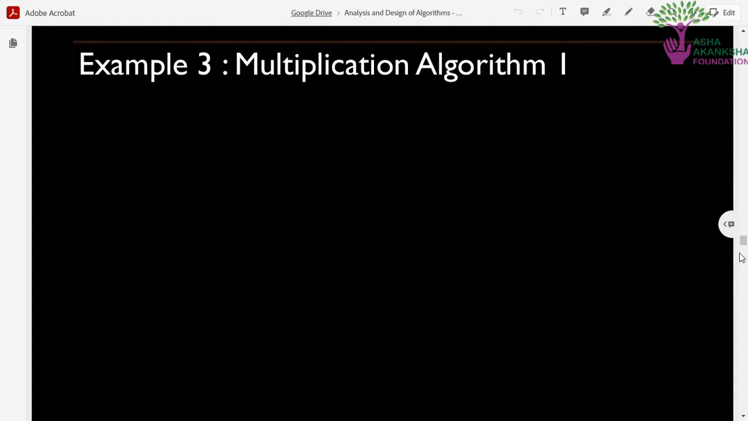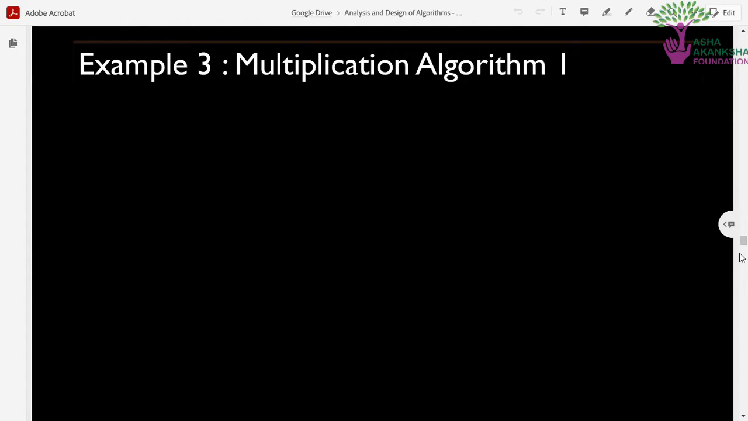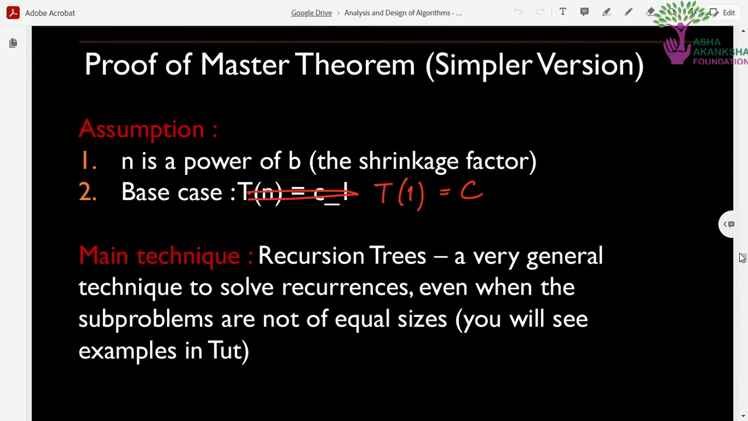This is binary search, the multiplication algorithm that I discussed, Karatsuba, and this is the brute force multiplication algorithm. Now I will be going towards the deduction of the Master Theorem, the proof of the Master Theorem. That is, how do we prove that this formula is actually correct?